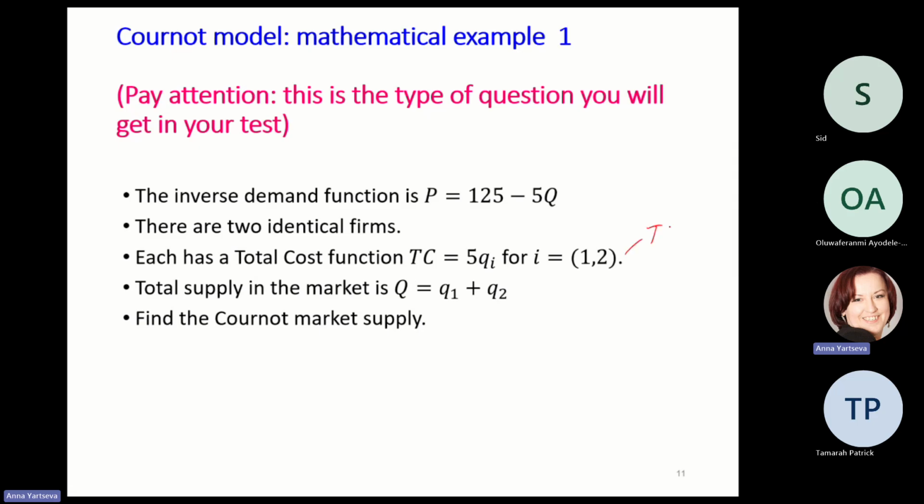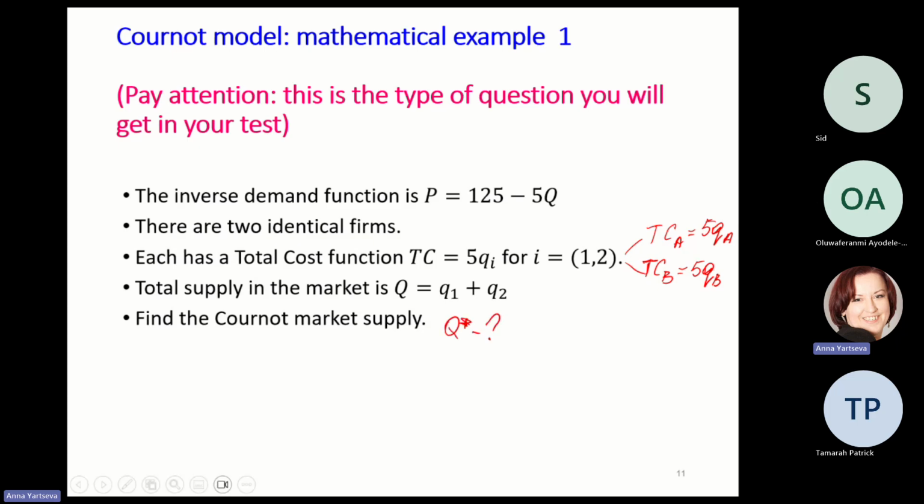This means that the total cost for company A is 5QA, which makes sense. Their cost depends on their own output. And total cost for company B is 5QB. Their costs depend on their own output level. Total supply is, of course, the sum of individual supply, and you'll need to work out equilibrium market supply. In other words, you are asked in this particular exercise to calculate total output.